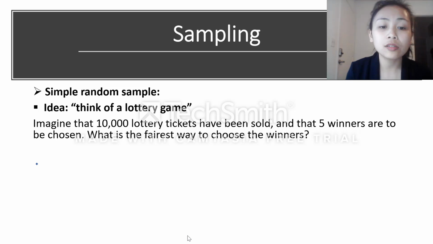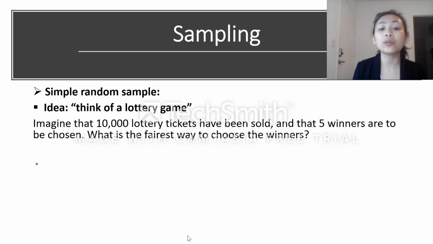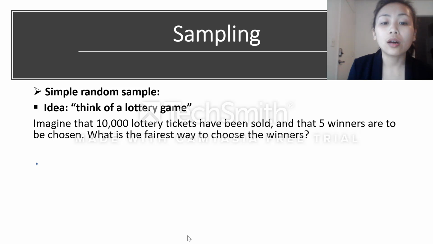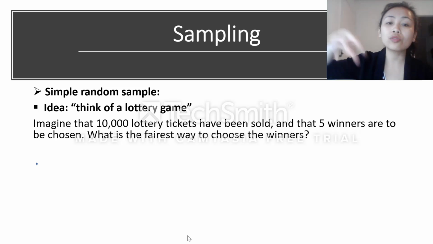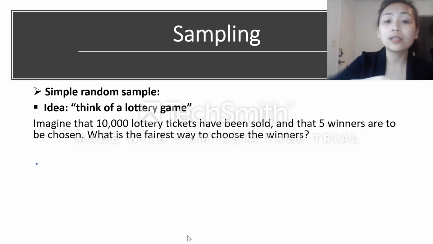So what is the fairest way to choose the winners? You know, when you play the lottery game, fairness is what we expect in the game, right? So that means we expect randomness, because if the five winners are not chosen randomly, the game is not fair. Like suppose five winners collected only from female or only male groups is not fair. The game is not fair at all.